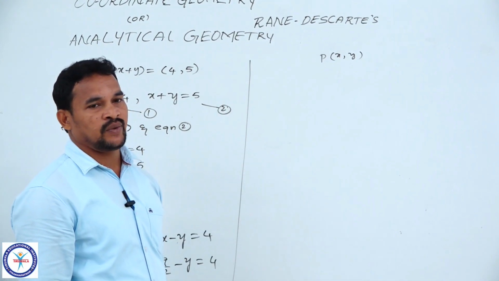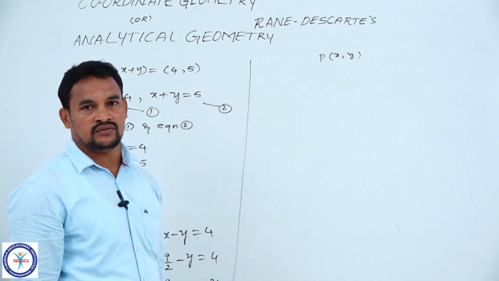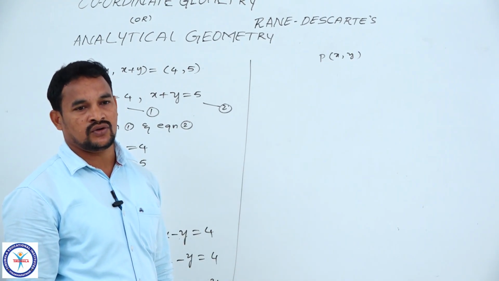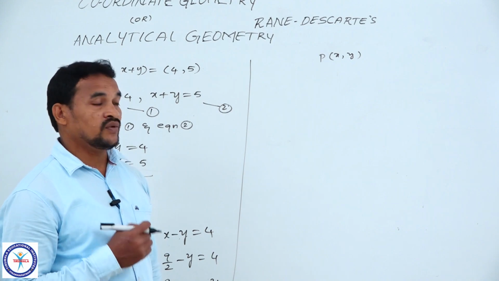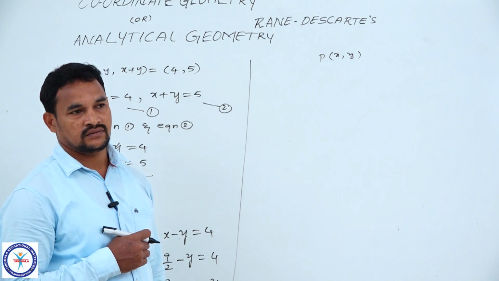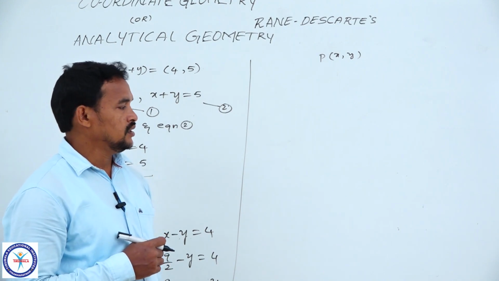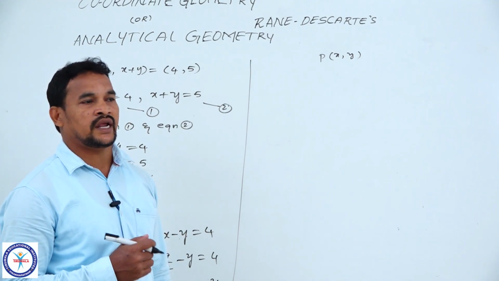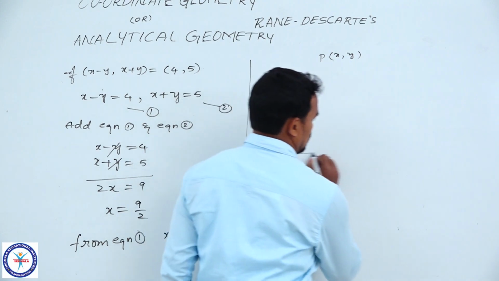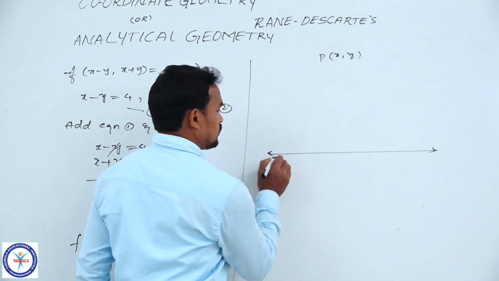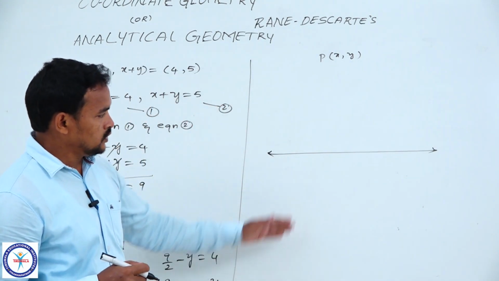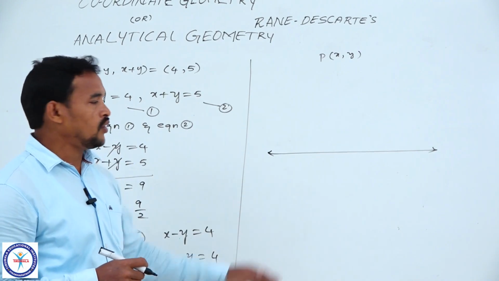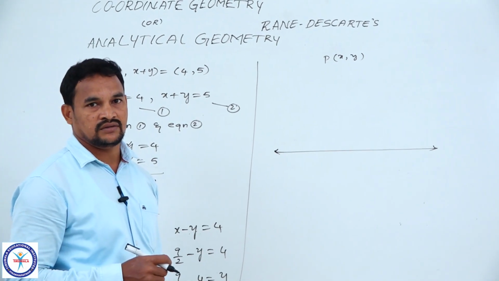How to take the points? Before going to this concept, now we will learn about coordinate axes. Here see, if any line is parallel to the earth, that is called a straight line. Here we observe it looks parallel to the earth, so it is called a horizontal line.